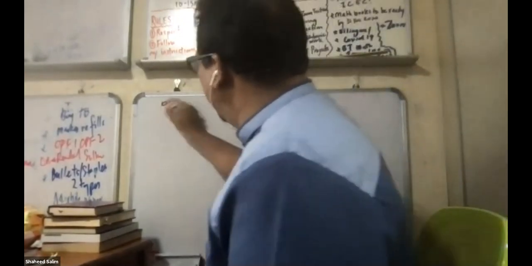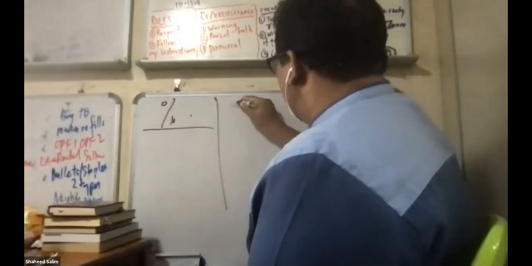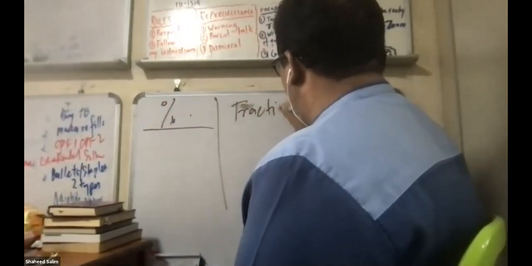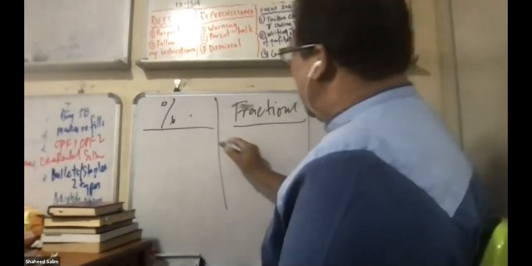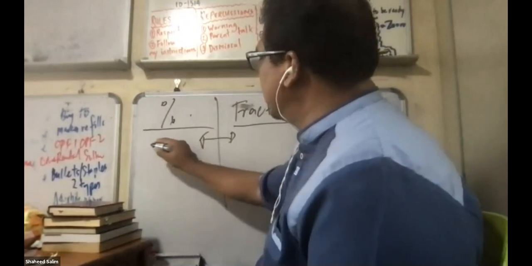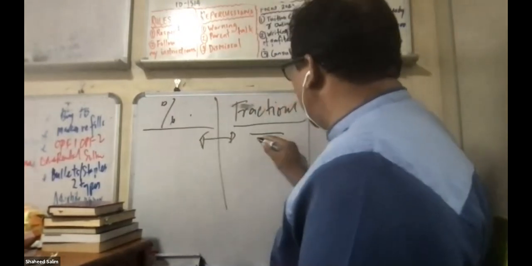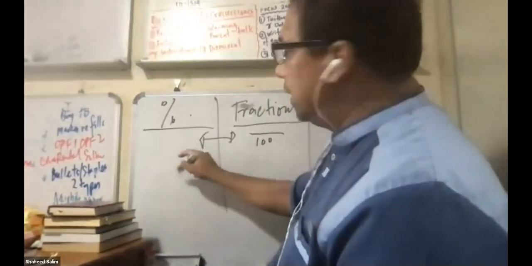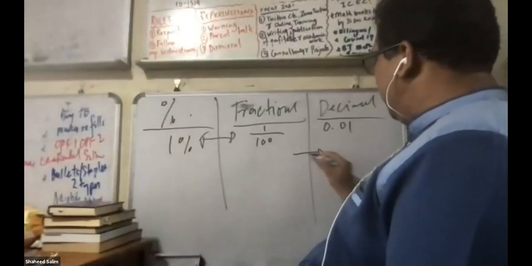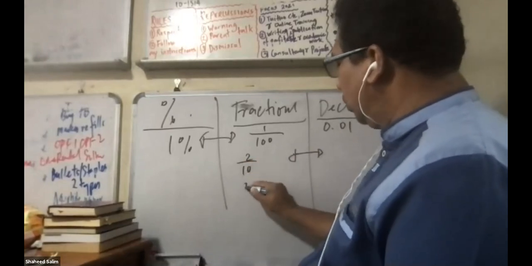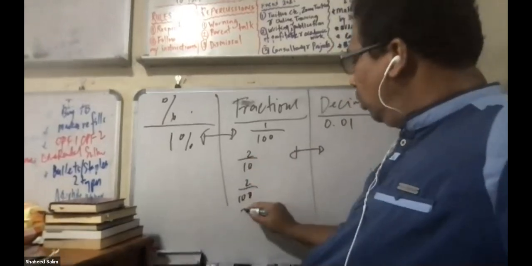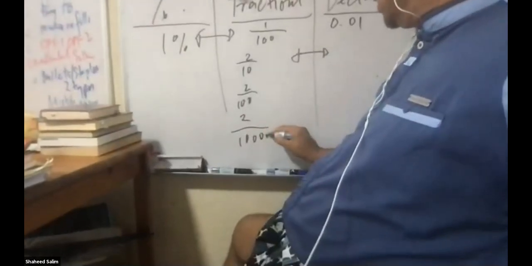Percentage. Fraction. Decimal. If you want to change between the two, you must make sure it is a fraction with denominator 100. Let's say 1%, 1 over 100, so 0.01. But for fractions you can have, let's say, 2 over 10, 2 over 100, 2 over 1000. You cannot have other numbers.